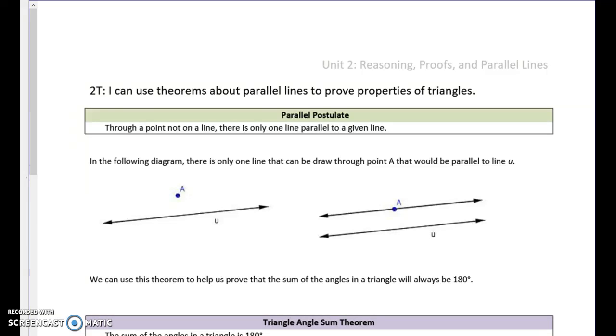Hello and welcome to Lesson 2T. I can use theorems about parallel lines to prove properties of triangles. So this is kind of an interesting lesson because we're going to take several different theorems about parallel lines and apply them to triangles.